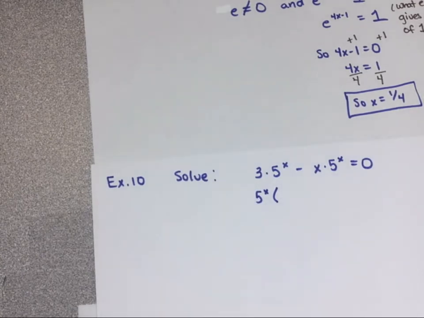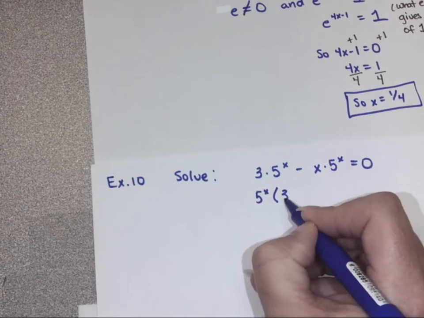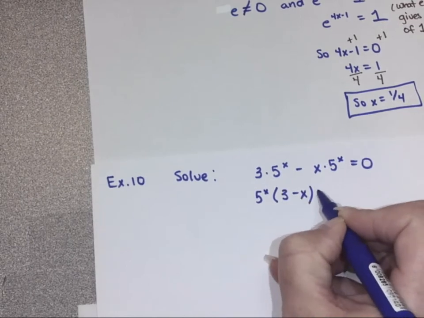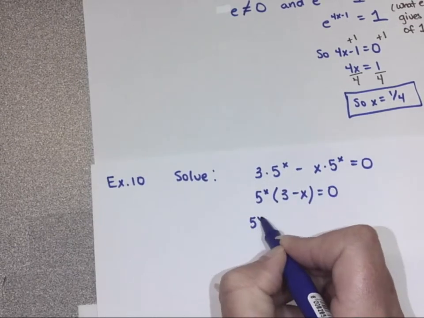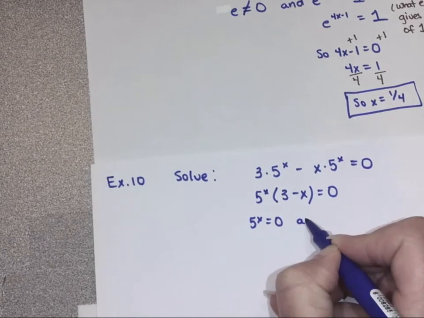And then what would be remaining in each of the groups then? What about first group? 3. What about second group? x. And then once again, we would set each thing equal to 0.